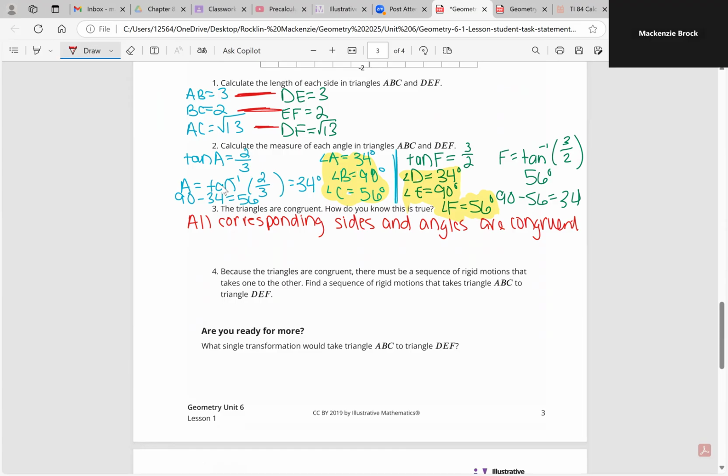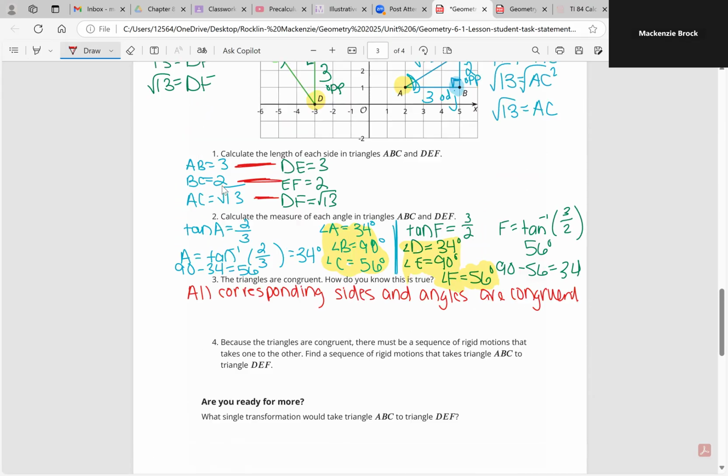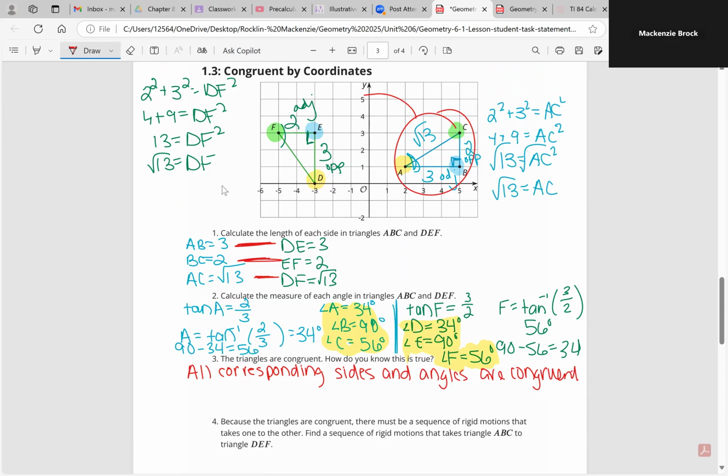Because the triangles are congruent, there must be a sequence of rigid transformations, or rigid motions, that takes one to the other. Find the sequence that takes ABC to DEF. So they're saying, what would we have to do to move this triangle and get it to be on top of that one? I feel like I need to erase so we can see a little bit more, but I don't want to erase too much.